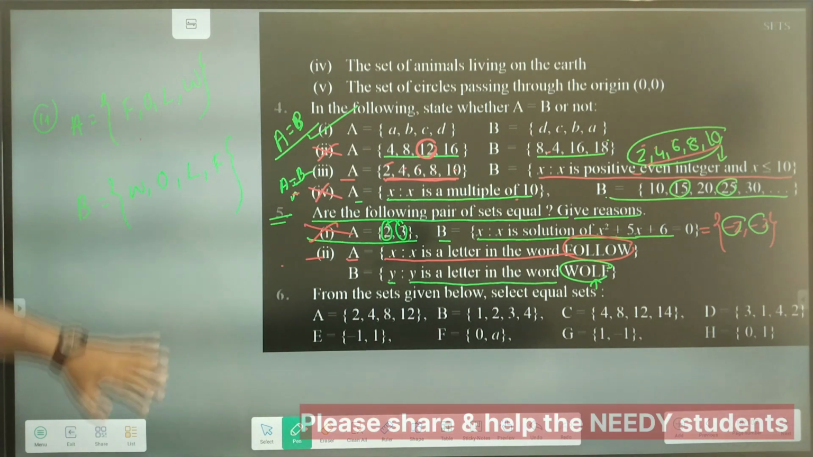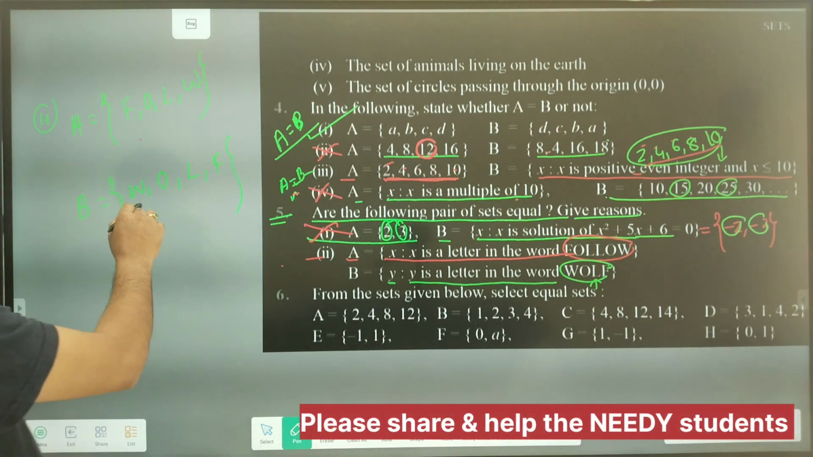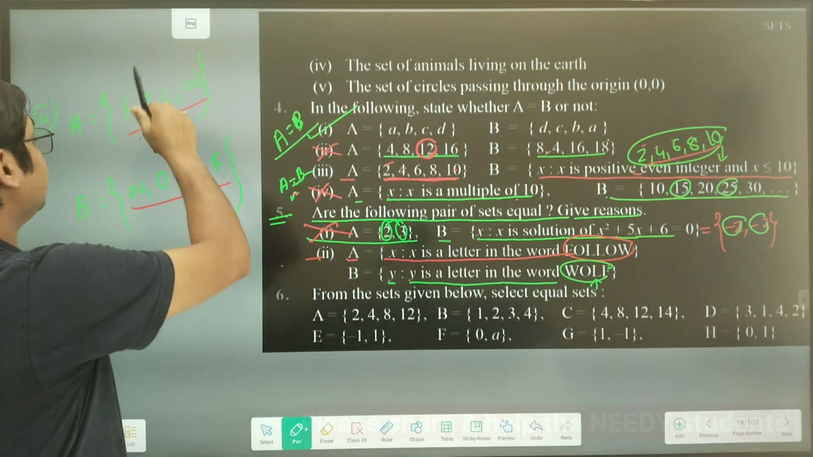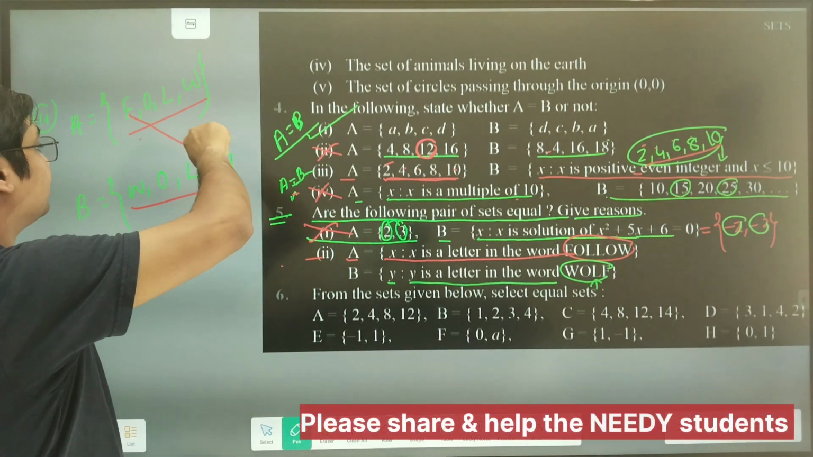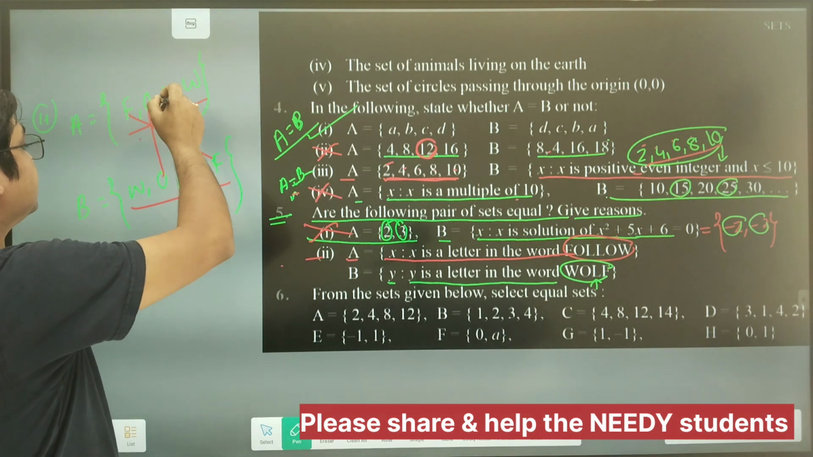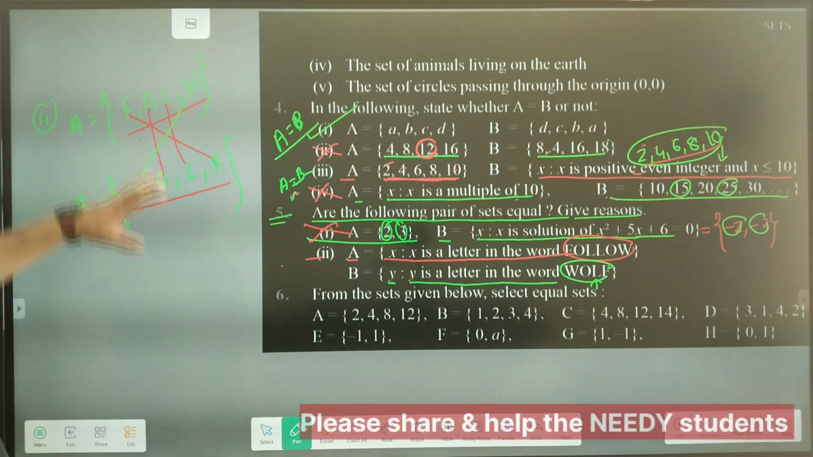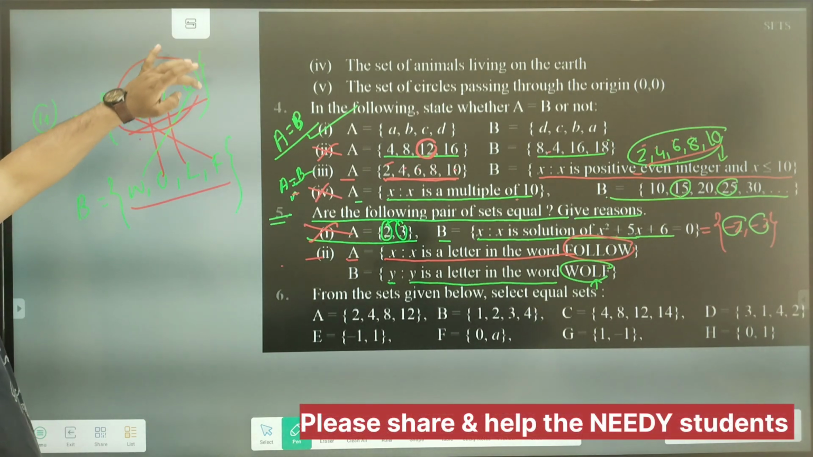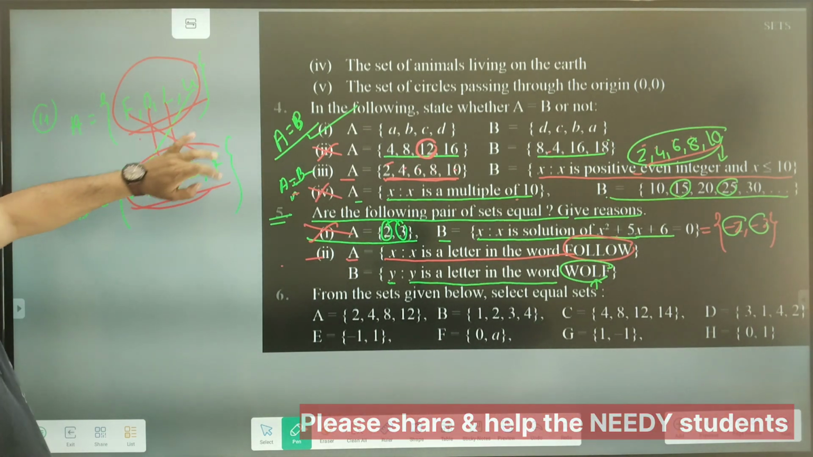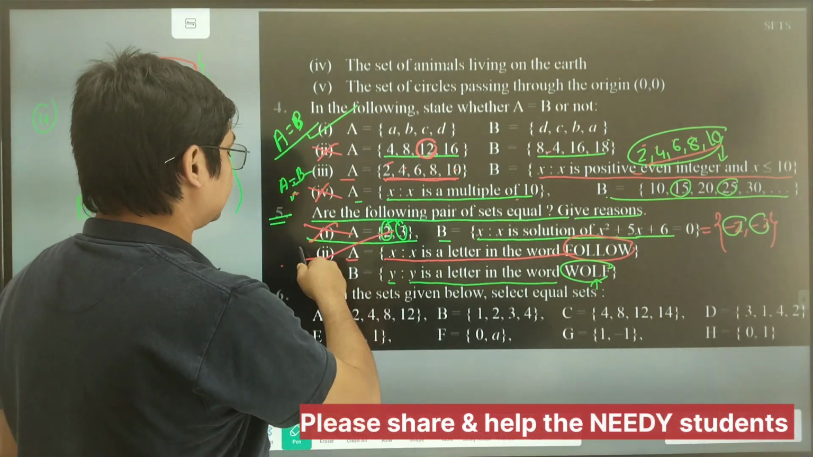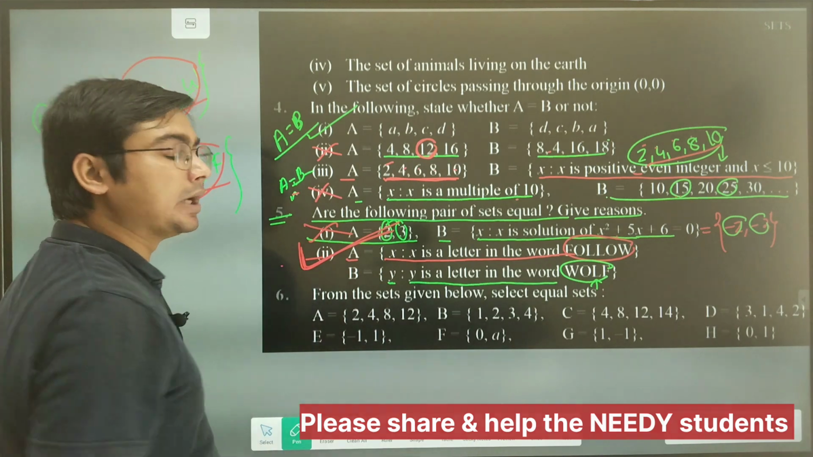Now check whether they are equal or not. How many elements are there? There are 4 elements, here also 4 elements. F is also there, O is there, L is here, and W is also here. That means the elements as well as the number of elements are the same. That means these two sets are equal.